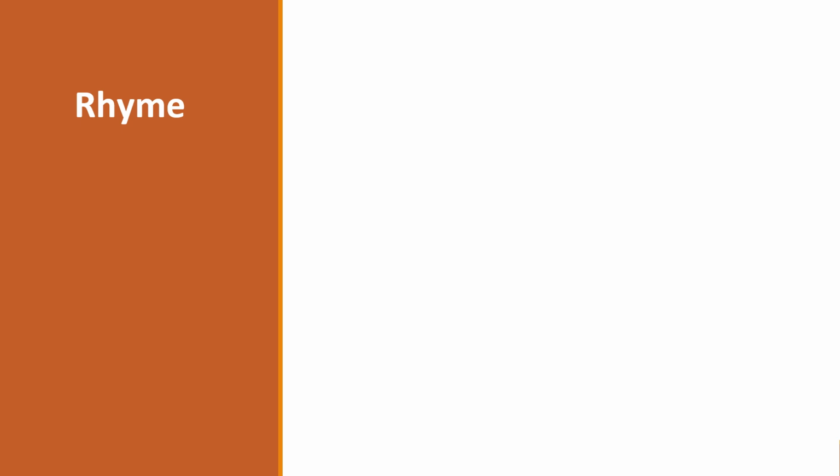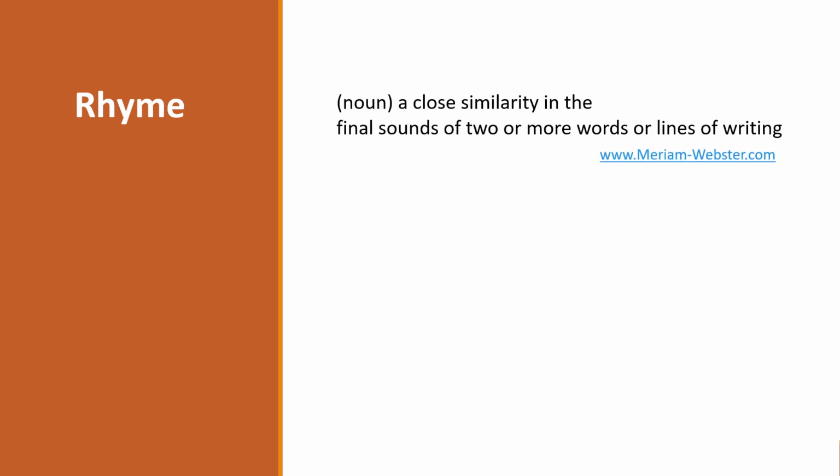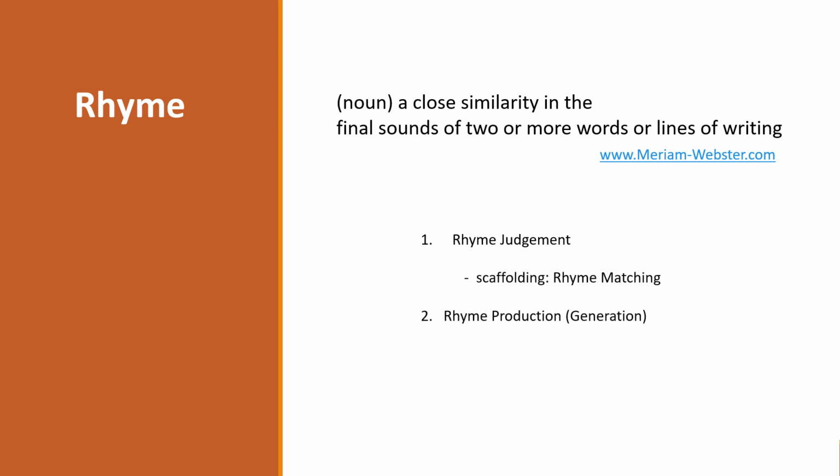Let's take a closer look at rhyming. The Merriam-Webster Dictionary defines rhyme as a close similarity in the final sounds of 2 or more words or lines of writing. There are 2 primary skills in rhyming: rhyme judgment and rhyme production. Louisa Moats adds in rhyme matching as a scaffold for rhyme judgment.